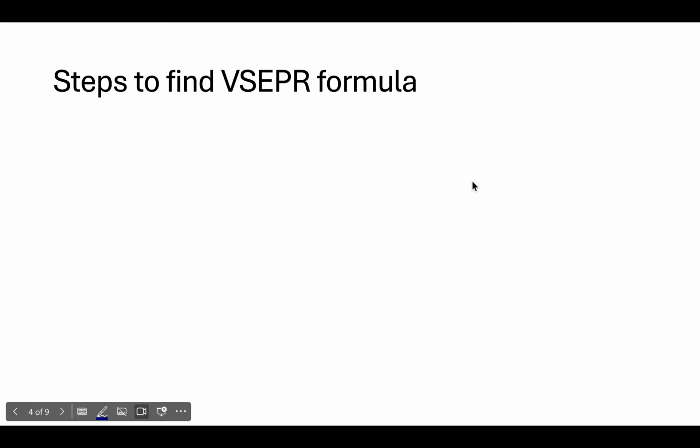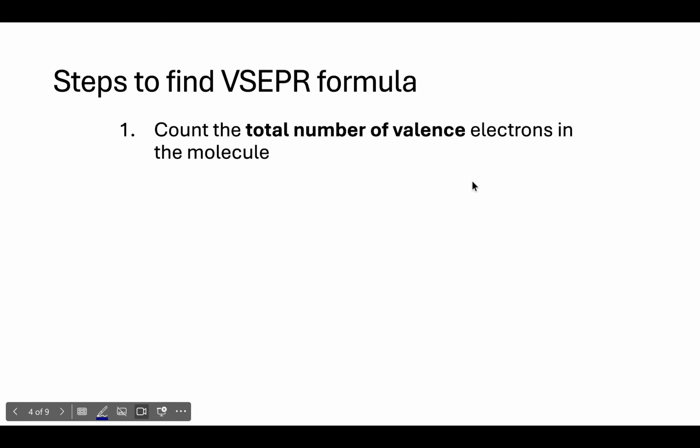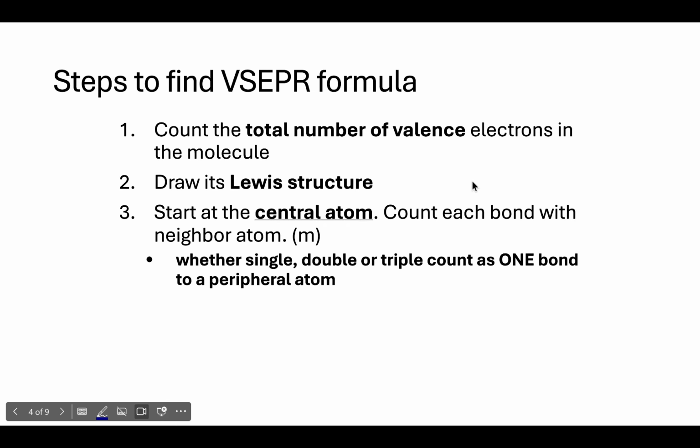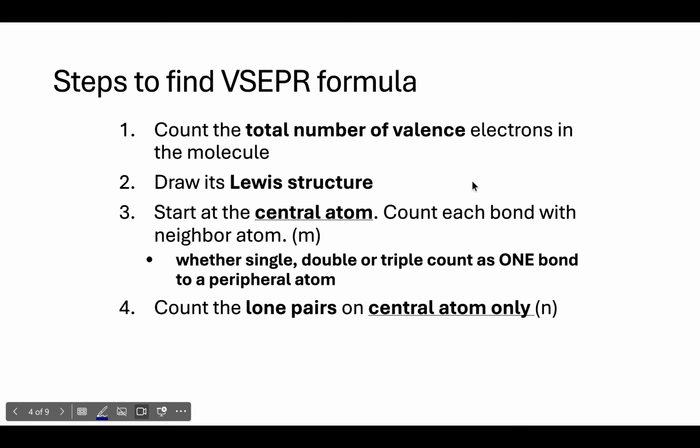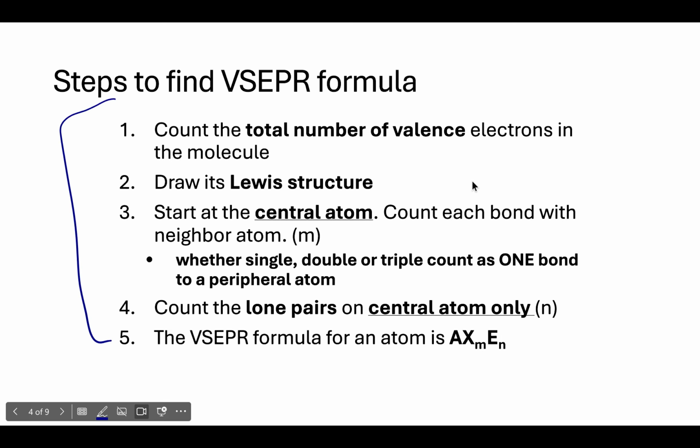There are some steps to follow if you're ever stuck. First, you count your total number of valence electrons, then you draw your Lewis dot diagram, placing them around the central atom and then adding in the others. Then you count lone pairs and bonding pairs. I really only follow these steps when I can't figure it out, like if it's a more complicated molecule. Usually you can just get there based on that Lewis structure.